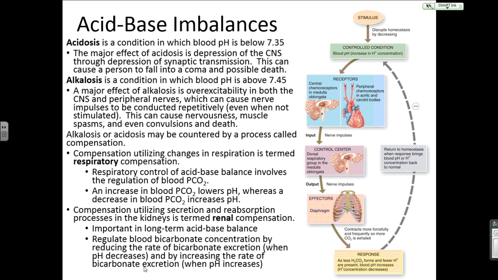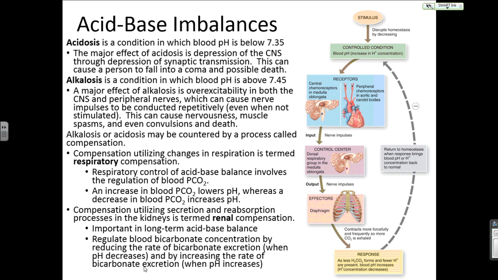Blood pH goes above 7.45. This causes things like overexcitability in both the central nervous system and the peripheral nerves, causing nerve impulses to be conducted repetitively even when not stimulated, causing things like nervousness, muscle spasms, and even convulsions and death. Okay. So, not good to have either of these conditions.